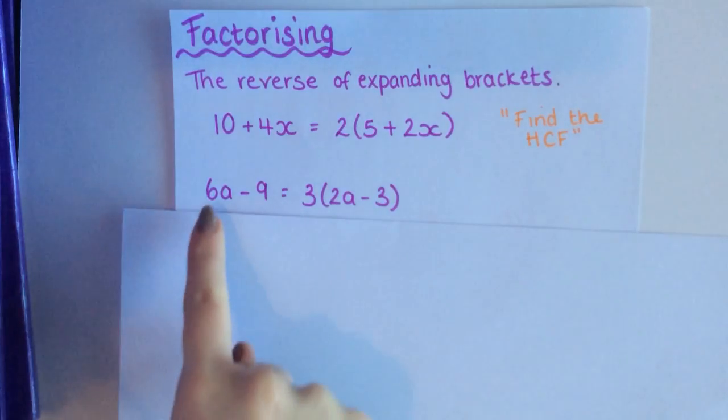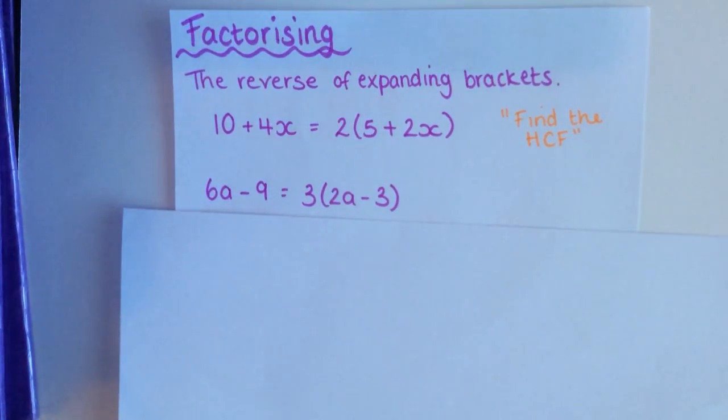Then this one, I've got 6 and a 9. What number would be able to come out from both of those? I've got 3. 3 multiplied by what gives me 6a? So 3 multiplied by 2a would give me 6a. And then what multiplied by 3 would give me negative 9? So I will need to put a negative 3 inside the brackets there.